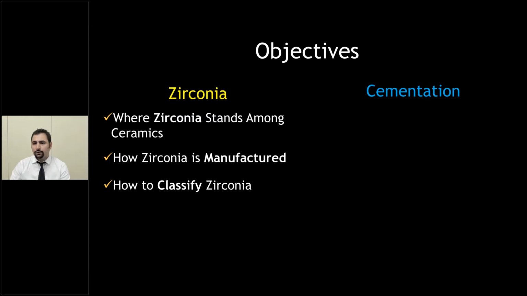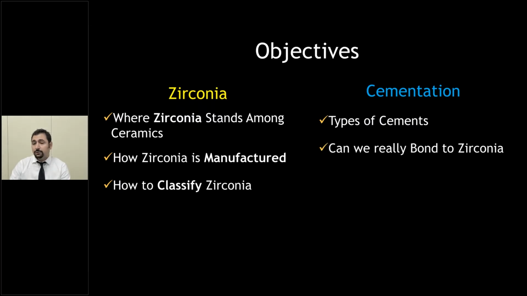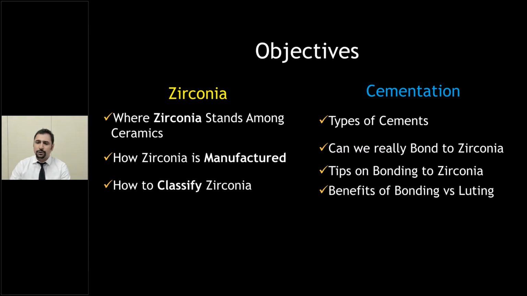Then we're going to go over the cementation and see what types of cements we have. We're going to answer the question: can we really bond to zirconia? It's always a hot discussion. Can we really bond to zirconia? We're going to see if that's possible or not. And then we're going to go over some tips and nuances on bonding to zirconia. And at the end, we're going to talk a bit about the benefits of bonding versus simply luting a zirconia crown. All right, let's start with classification of ceramics.